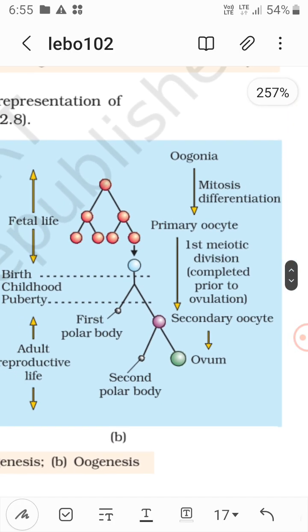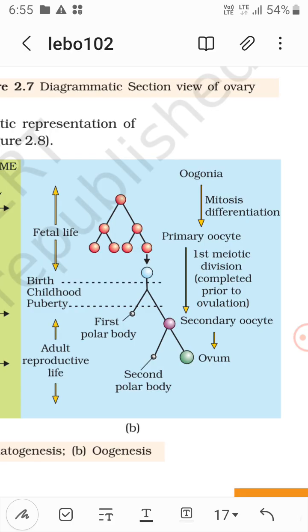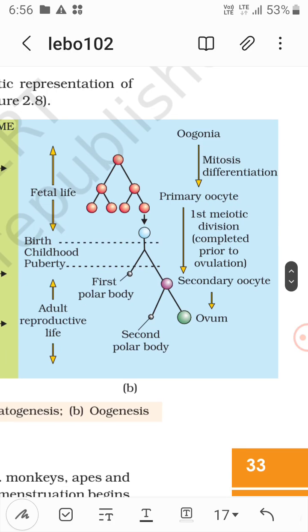Then oogonia undergo mitosis and differentiation into the primary oocyte, in which the first meiotic division is completed prior to ovulation. So the first meiotic division is completed prior to ovulation. Then the primary oocyte gets converted into a secondary oocyte, and then the ovum.